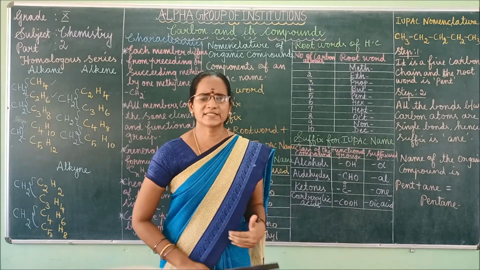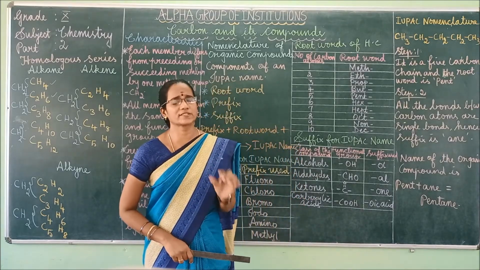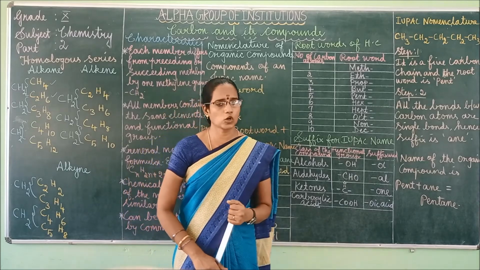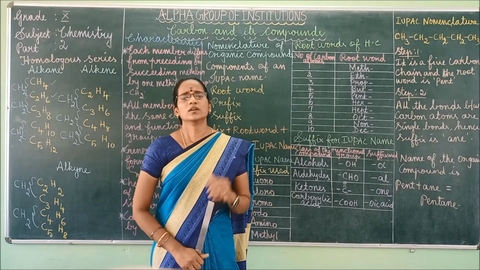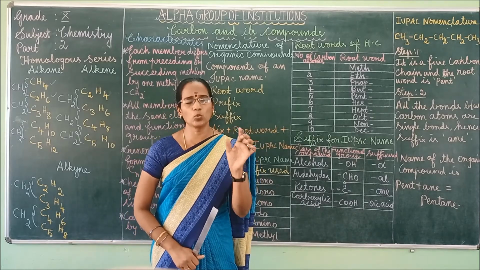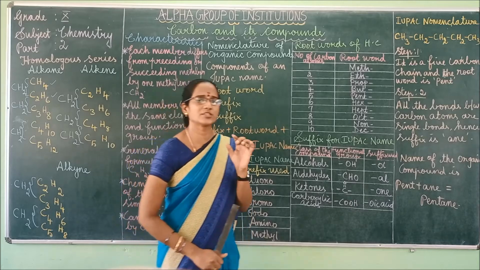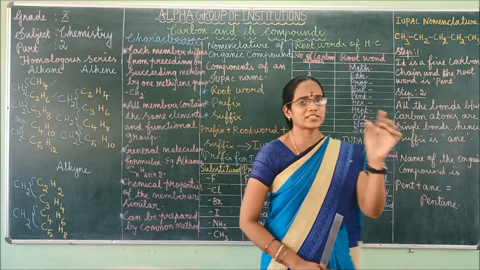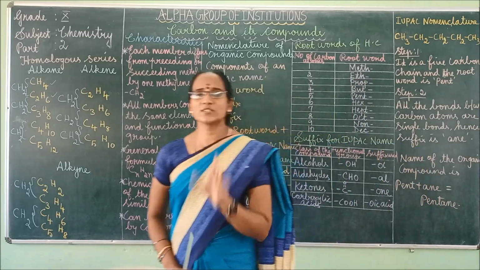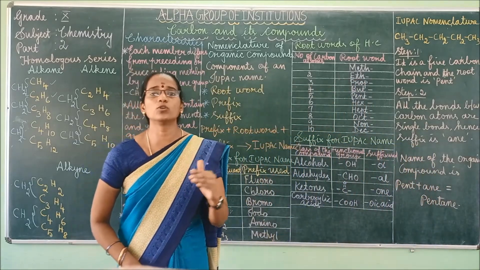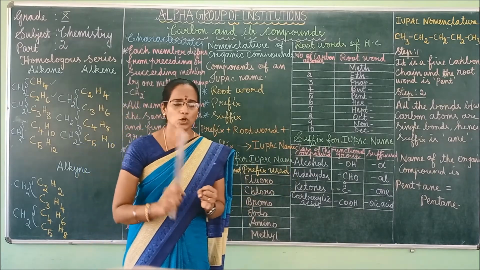Next, we have to follow some set of rules for naming the organic compounds. What are the rules? As per rule 1, we have to count the number of carbon atoms of the parent chain in that particular compound. A compound will be given to you. First, what we have to do? We have to count the number of carbon atoms. So this is the first rule.